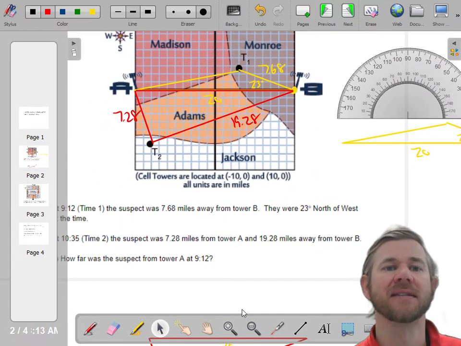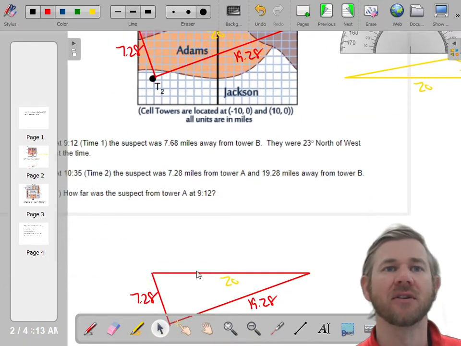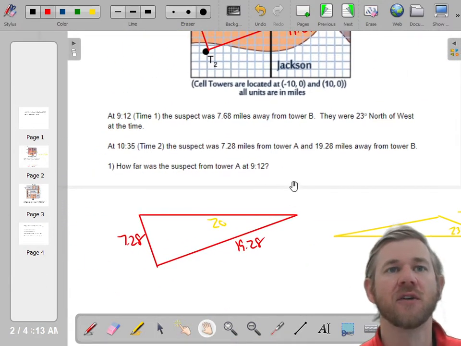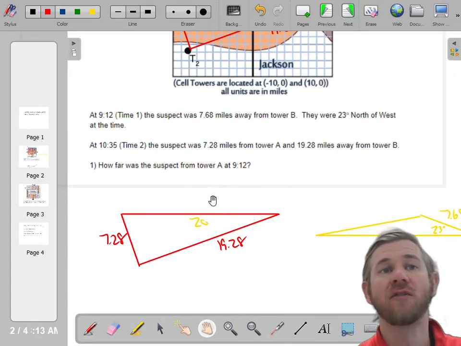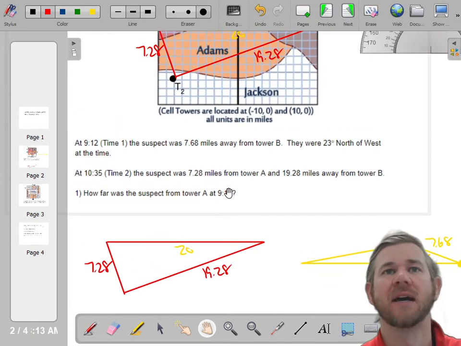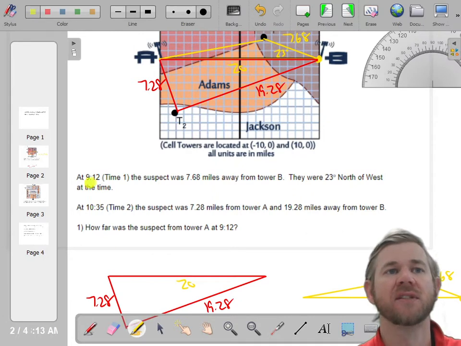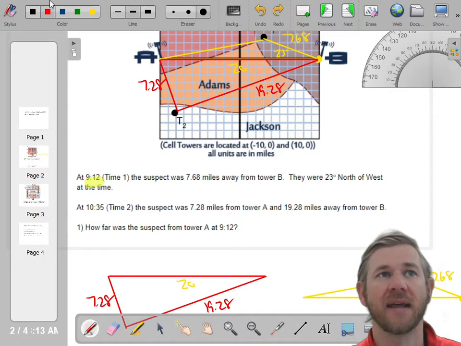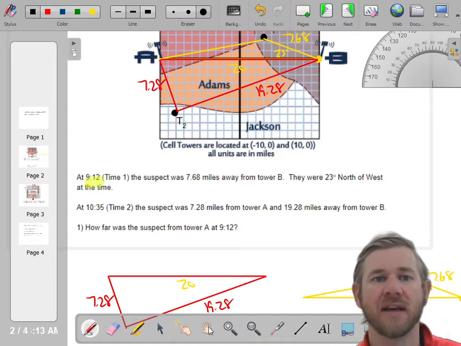Once we've got the things labeled, I'm going to be able to answer questions like how far were they, what are the missing angles, missing sides. So the first question says, how far was the suspect from Tower A at 9:12? Remember, 9:12 is time 1, so we're talking about the yellow graph. How far was the suspect from Tower A? That's this distance right there, that's what I'm trying to find. I'll call that x, and we'll go ahead and find x.